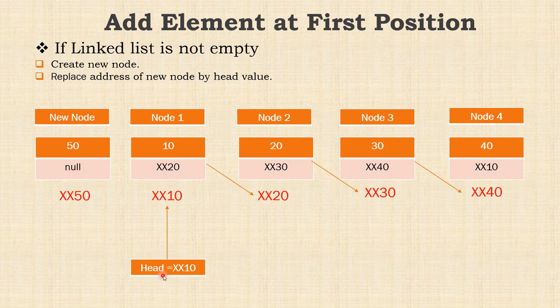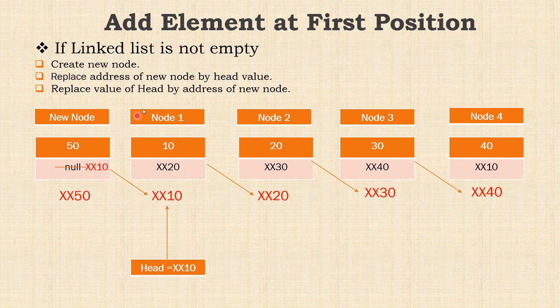So head means the head is pointing to the first node, so we are going to replace this address of new node by the first node, okay, and the first node is stored inside your head. So null will be deleted and there xx10 is available. Now xx10 is pointing to your first node, so the first step is done.